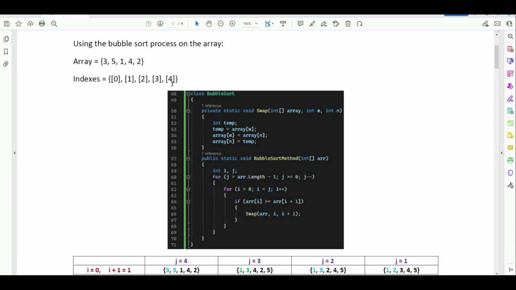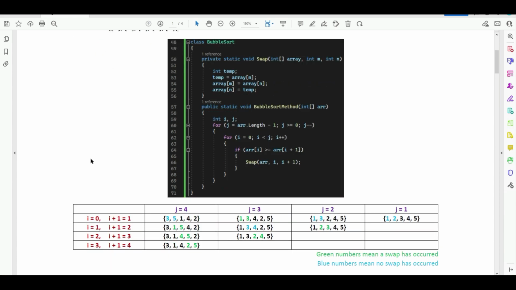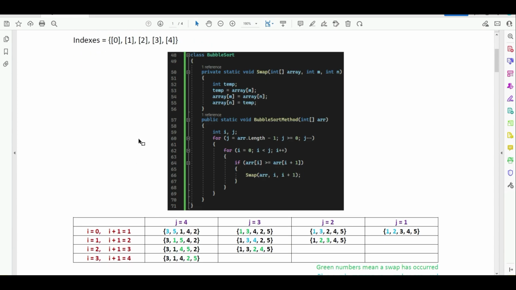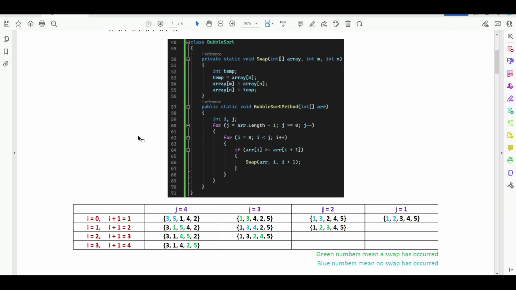And if we use the example of an array of 5 elements that contains 3, 5, 1, 4, 2 like this, where these are the indexes right here, then we can look at what this bubble sort algorithm is doing here. If we look at the code up here, we're taking in this array that contains these 5 elements, and then it will try to sort them in ascending order.